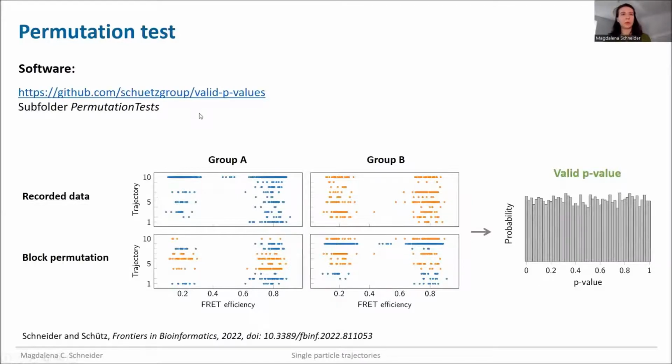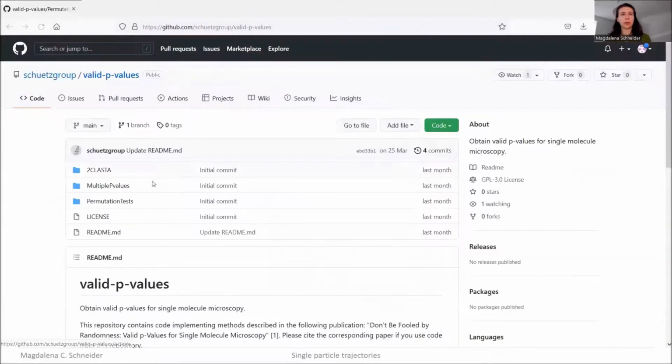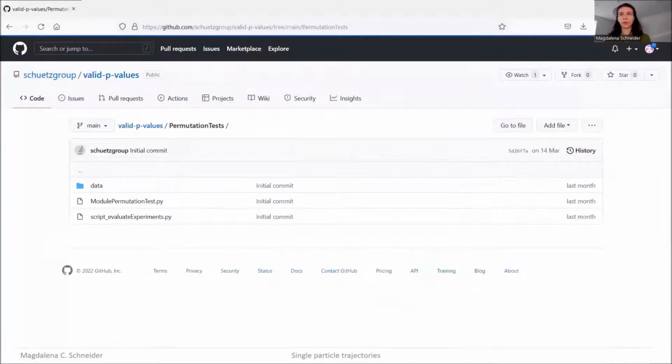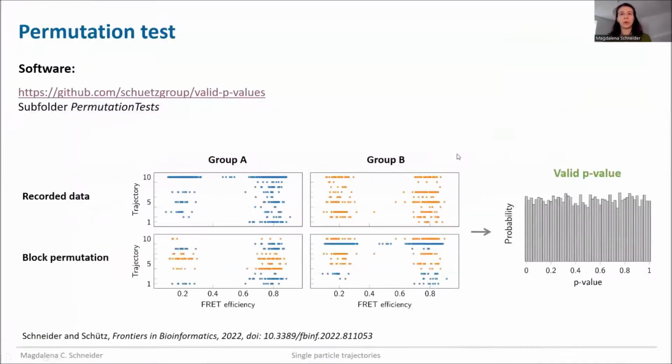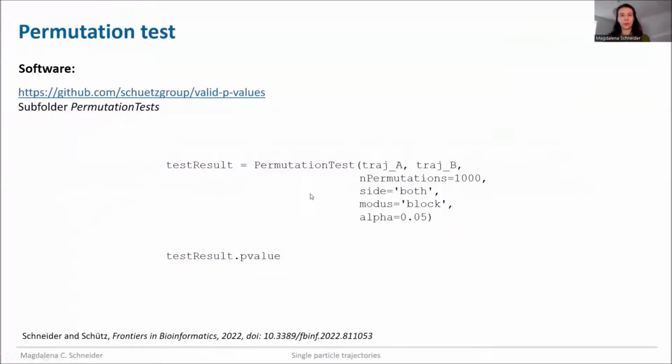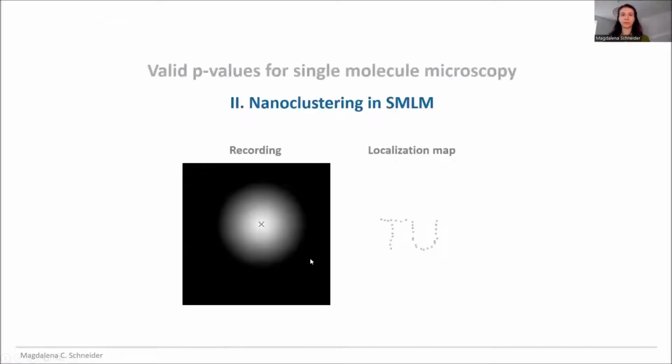For this, we also provide some software. You can go to this link and to the subfolder permutation tests. Then you will find a function permutation tests. You can just put in your data for group A and group B, then select the number of permutations and whether you want to have the block approach or the standard one. You can also set your level of significance, and in the end, you will get your p-value.